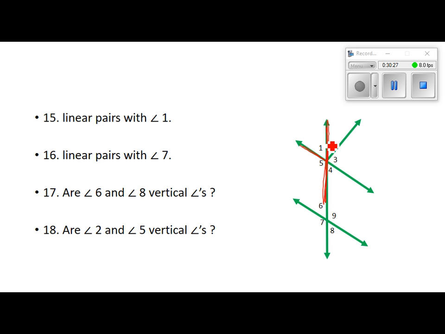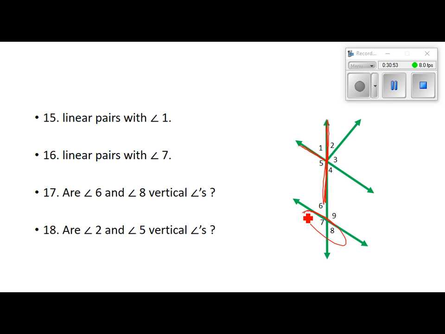Name a linear pair with angle 7. Angle 6, right? So 6 and 7. Give me something different. 8 would work. Not only are 7 and 8 a linear pair, but we also know that what other name are they? They're adjacent and supplementary. Oh, they just got all the things. Yeah. 7 and 8 are special, aren't they?